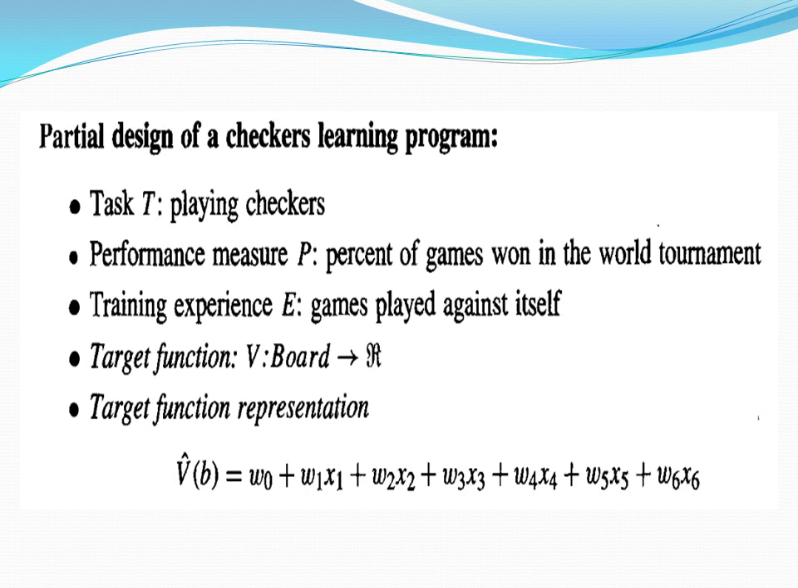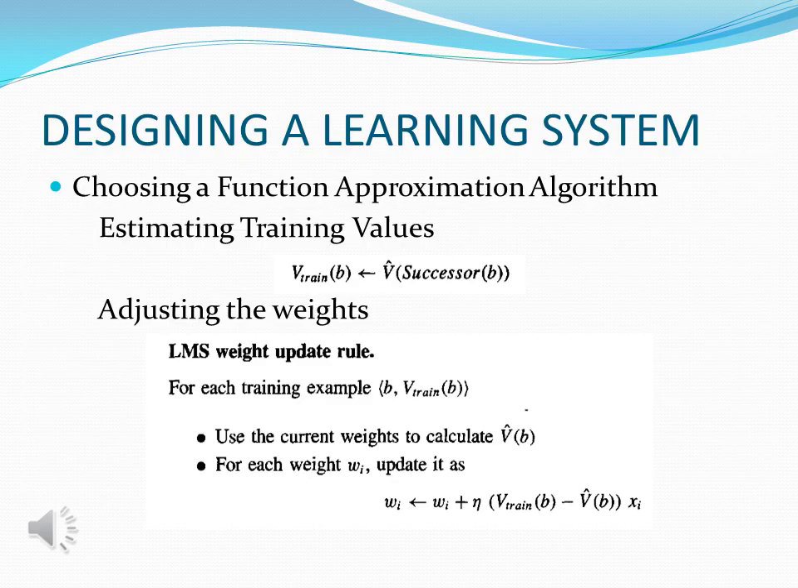In the previous video, we have taken initial design for checkers game by using task, performance measure, and training experience. Here, that design is extended by adding target function and its representation. This is considered as a partial design for the checkers learning program. To choose the function approximation algorithm, we have to consider estimating training values and adjusting of weights. V train of B is used to represent estimating training values.